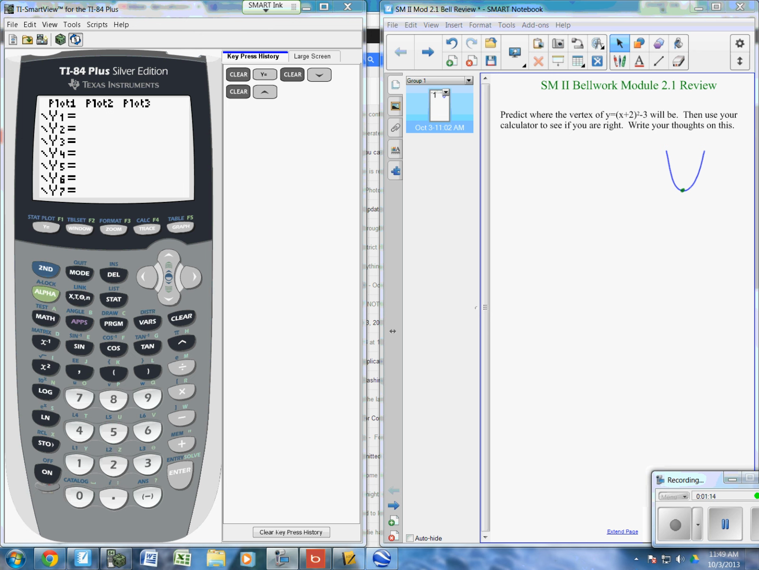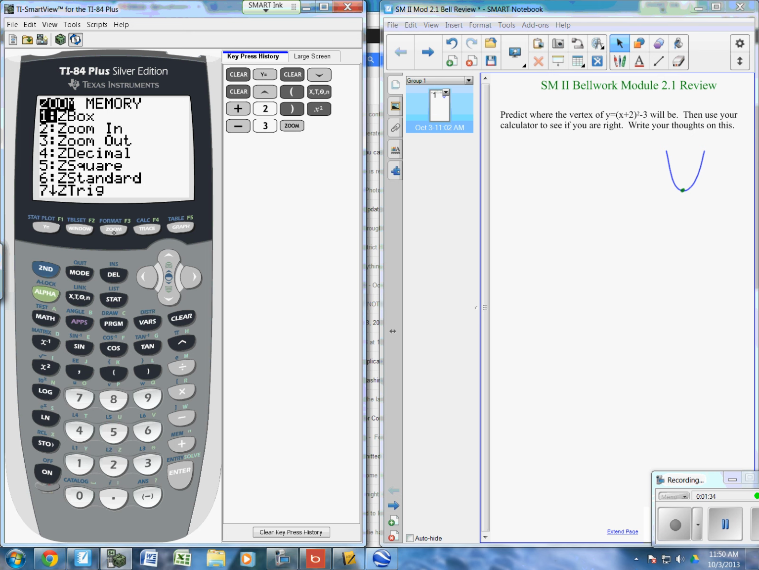By the way, how do you put this in your calculator? In case you don't know, parenthesis x plus 2, parenthesis squared, minus 3. I always like to start off in a standard window. How do I get a standard window? Zoom 6.